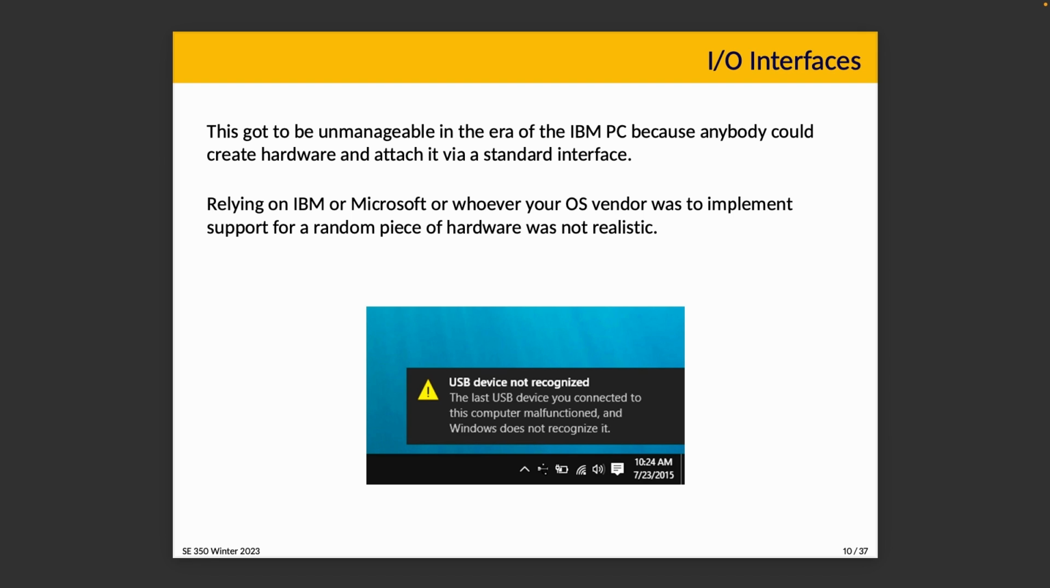But the converse of that is, somebody has to implement support for that device. And relying on IBM to do it was not going to work, because how should IBM know how a printer made by Brother works? Why would they? They're not going to buy one and take it home and disassemble it and figure it out. That seems silly. And same thing, why should Microsoft know this? I mean, they do sometimes do this, but it's not always reliable. Why should they know the internals of the hardware? And you don't want to see the USB device not recognized pop-up. It means Windows was unable to figure out what that device is supposed to be.